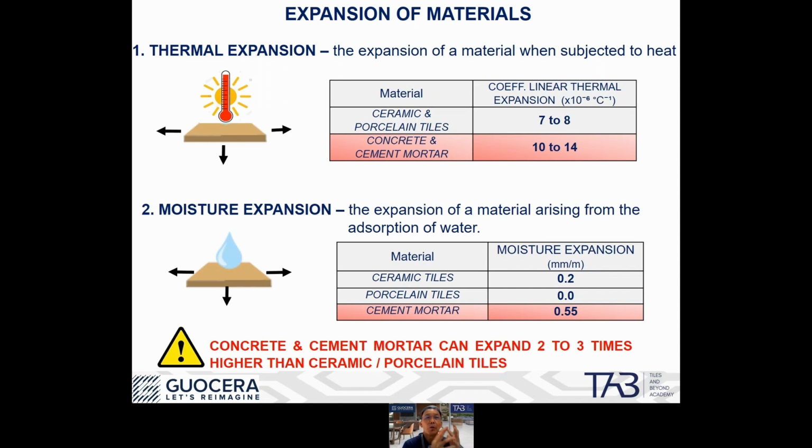So when tiles are installed with butt joints, and the substrate expands and contracts under thermal expansion and under moisture expansion, that is the reason the tile failed. I hope that explains this very well.